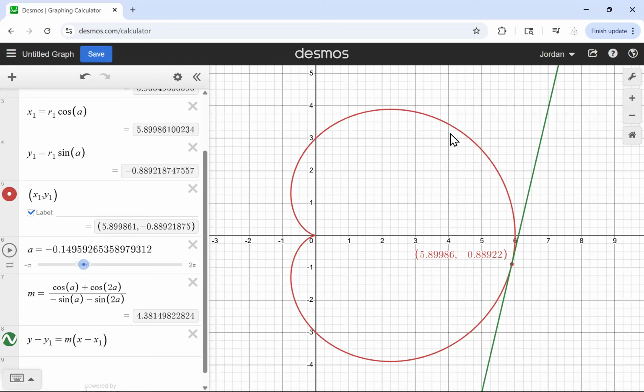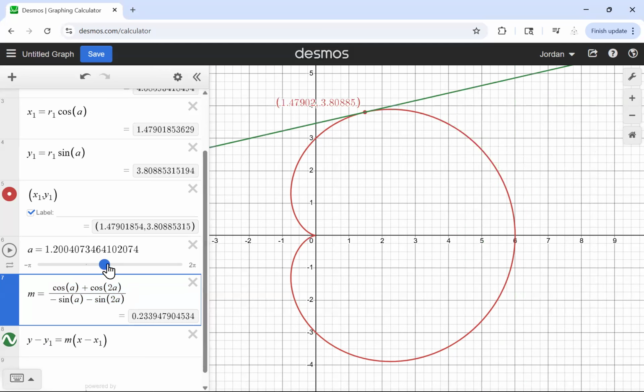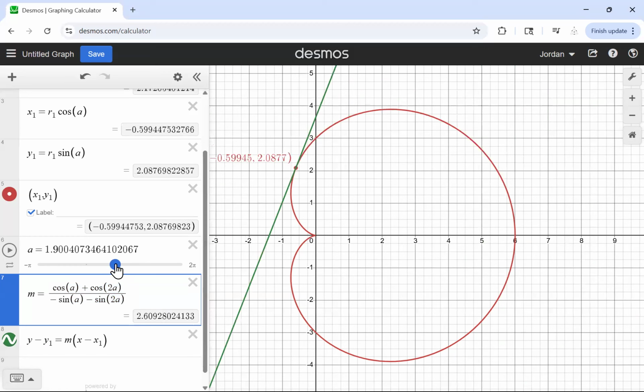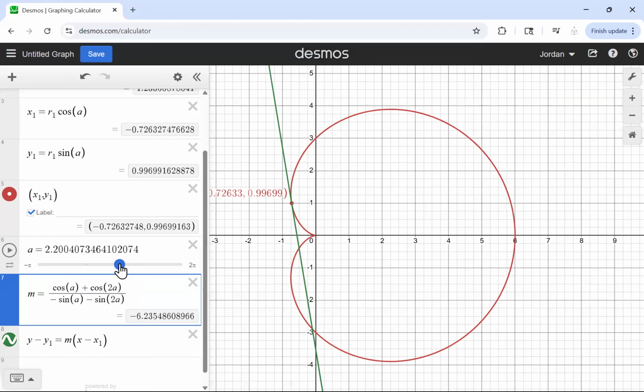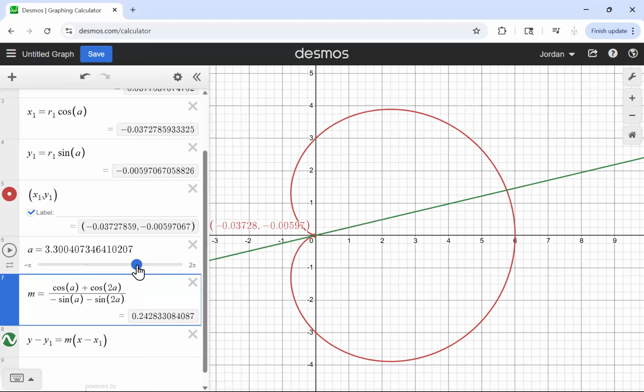And as that point moves around, I calculated the slope of the tangent line as cosine of theta, whatever theta I plugged in, plus cosine of 2 theta divided by negative sine of theta minus sine of 2 theta. And then as that point moves around, the tangent line will move around with it. And you can see that this is giving us what looks to be the slope of the tangent line.